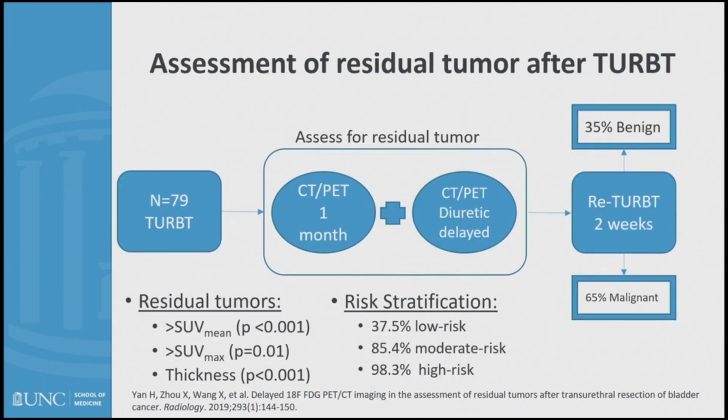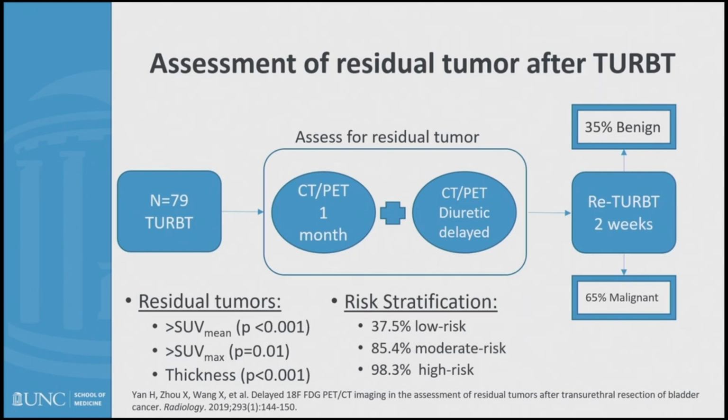There's been a couple of groups that looked at the assessment of residual tumor after TURBT, and this is one of the groups that did that. They grabbed just less than 80 patients. All those patients got an FDG PET-CT 1 month after their initial TURBT. This protocol included the delayed diuretic, so they voided afterwards in order to try to see if they could see any more tumor. They went on to get another TURBT 2 weeks after that.